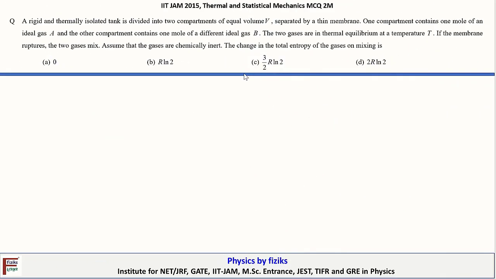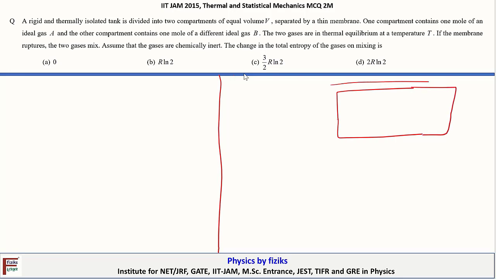So we are given a situation where a rigid and thermally isolated tank. So we have one big tank. Let's try to understand it by drawing the corresponding diagram. We have one big tank which is thermally insulated from the surroundings. Let's say this wall is insulated, and the tank is divided into two parts of equal volume by a thin membrane here. The volume is the same for both of the compartments.